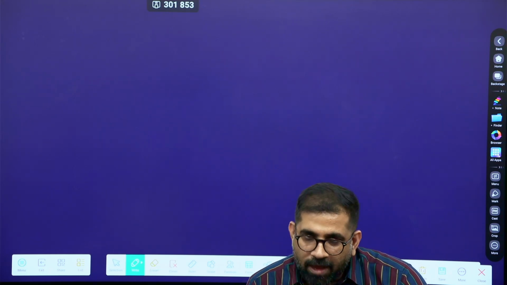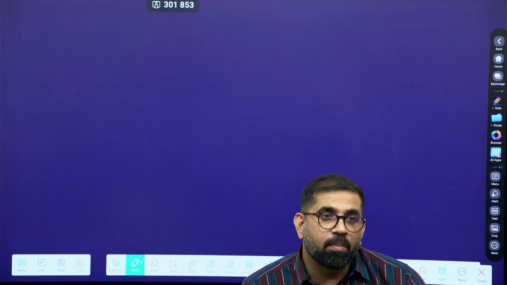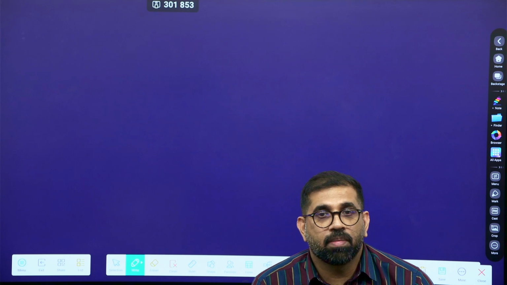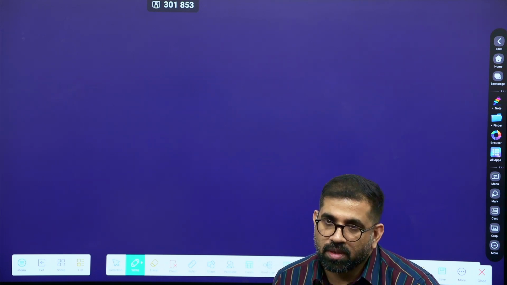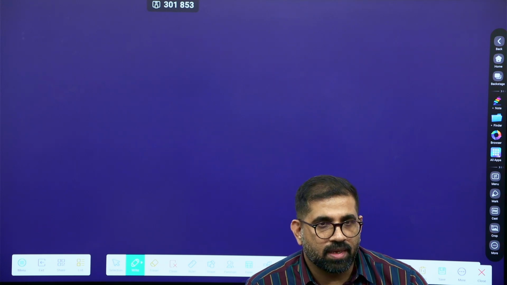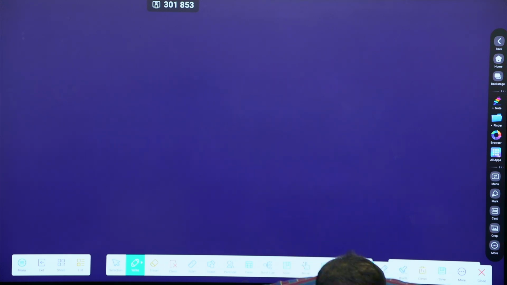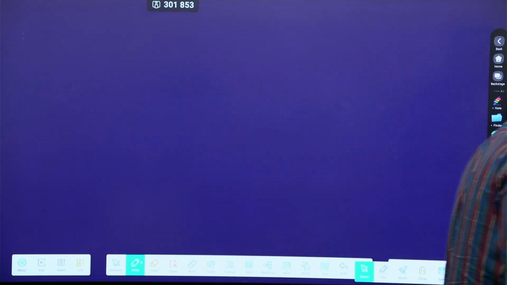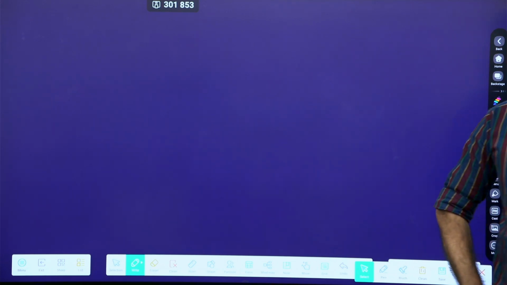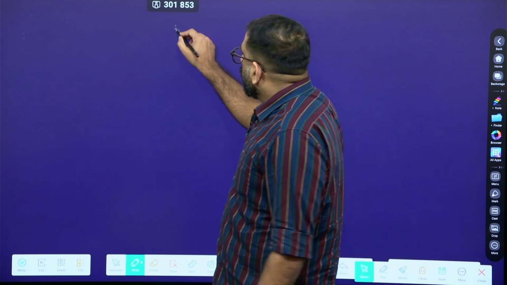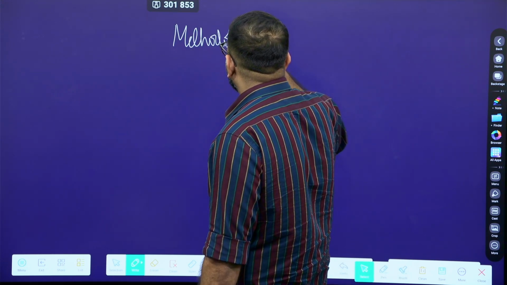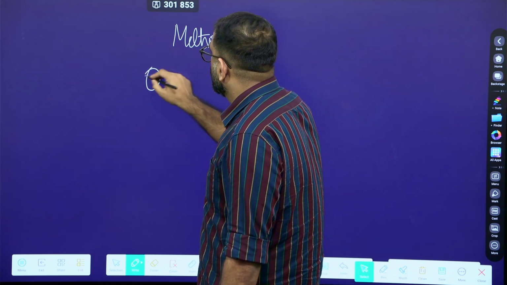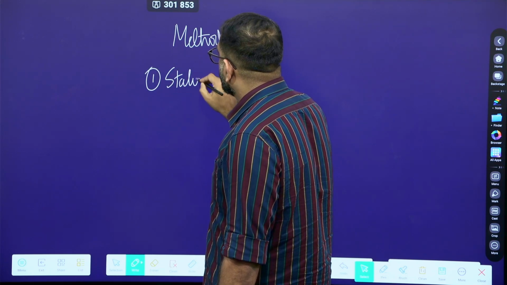Now, UPSC has previously asked about the methodology adopted by Weber in his study of Protestant ethic and the spirit of capitalism. So, as a result, we need to apply that here as well. When we are trying to analyze Weber's study, or if you want to apply the methodology, first is statistical correlation.